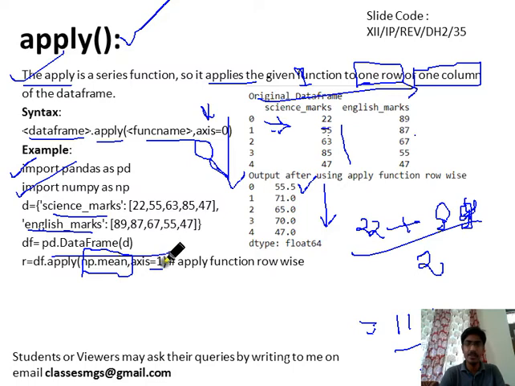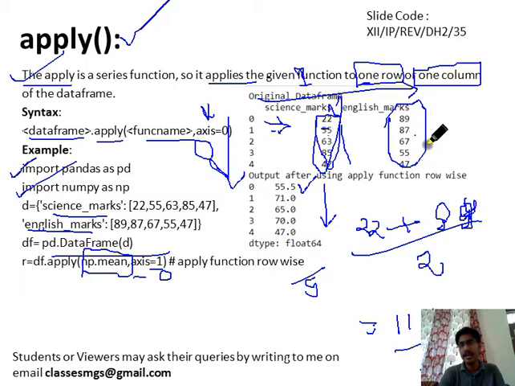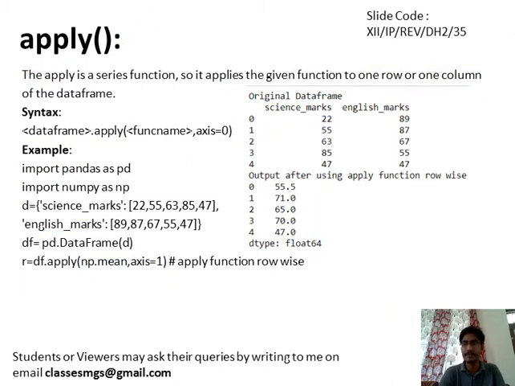If you pass axis 0, then all these values will be added and divided by 5. Similarly, the English marks will be added and divided by 5. We will get that output if we pass axis equals 0. This is how apply works, either row wise or column wise. Okay, so let's move ahead.